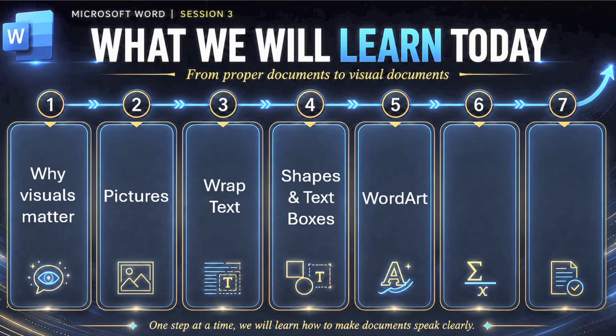After that, we will learn symbols and equations. Sometimes a single mathematical symbol can communicate an idea instantly. For example, symbols like square root, pi, less than or equal to, greater than or equal to, and so on, can express meaning much faster than words.